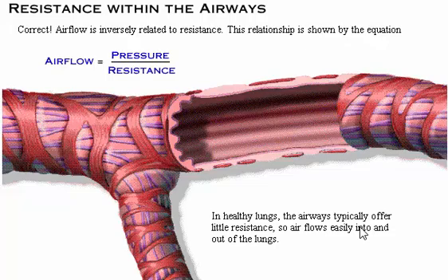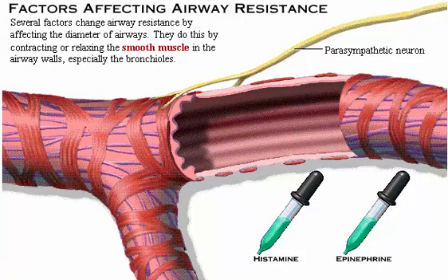In healthy lungs, the airways typically offer little resistance, so air flows easily into and out of the lungs. Several factors change airway resistance by affecting the diameter of the airways. They do this by contracting or relaxing the smooth muscle in the airway walls, especially the bronchioles. Click the nerve and the droppers to see how they affect airflow.